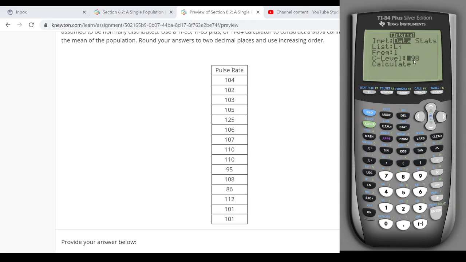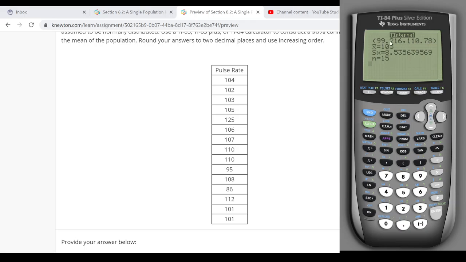And my confidence level is already 0.98. This is from when I entered this earlier, so it stayed this way. But you've got to enter your confidence level as a decimal. So if it's 98%, you've got to enter 0.98, not 98. If it's 95%, you've got to enter 0.95. All right, so all that stuff is entered, calculate, and then it gives you the stats. The mean for these 15 pulse rates, the sample mean, was 105. Standard deviation is 8.5. There are 15 of them. But the top stuff is the most important thing, the confidence interval.